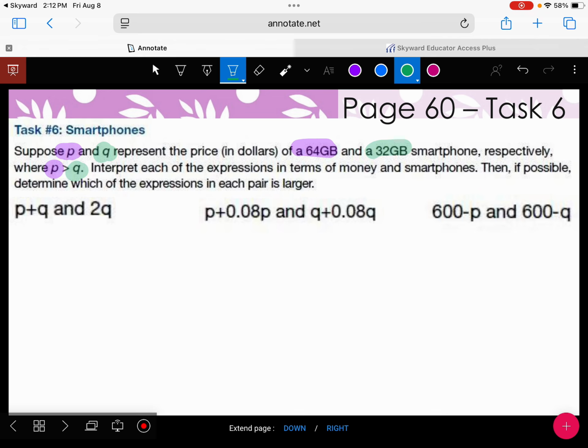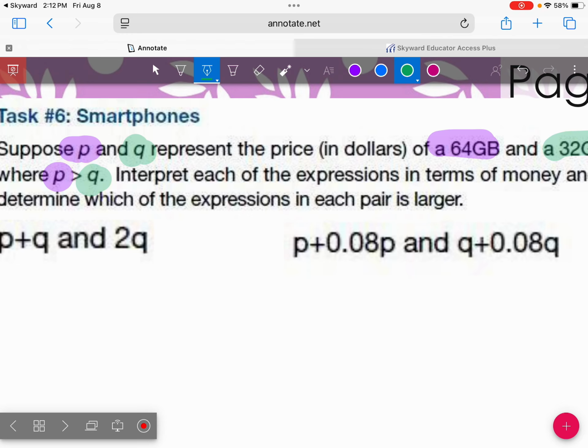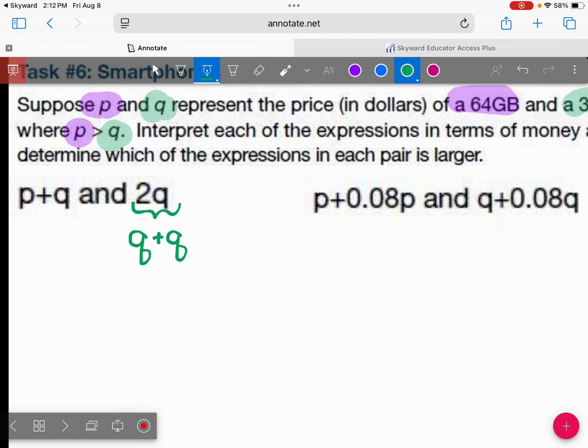So we can think about this in a couple of different ways. When they say something like 2Q, but we're comparing it with something that has a plus, I'm going to rewrite that because 2Q is the exact same thing as if I had Q plus Q. They are equivalent. They mean the same thing. So we want to know if P plus Q is the same as Q plus Q, or which one's going to be bigger. What do we think?